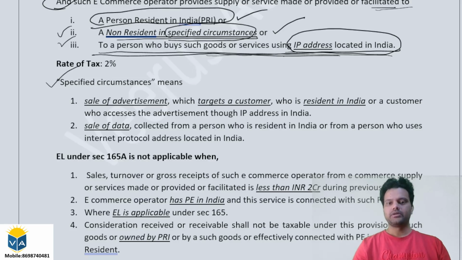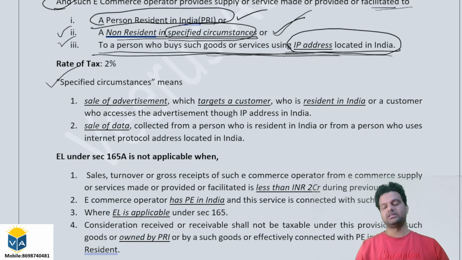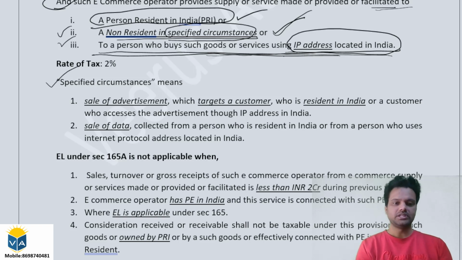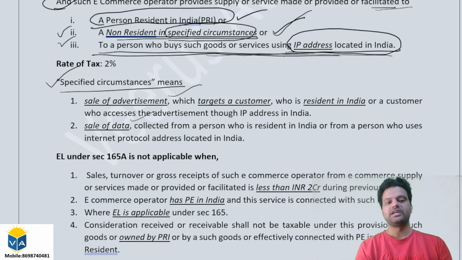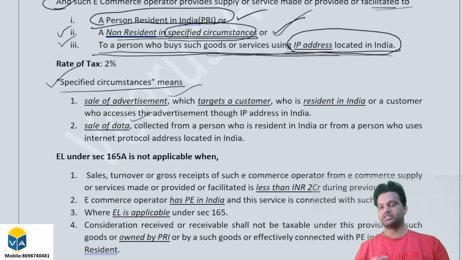Now we will see point number 2. So point number 2 here is a non-resident in specified circumstances. Sir, what are specified circumstances? There are two categories that are covered in this case. If you see here, specified circumstances means sale of advertisement and sale of data. So what is sale of advertisement? What is sale of data? We are going to cover this with a simple example so that you will be able to understand it clearly. Okay, let me take an example for it.